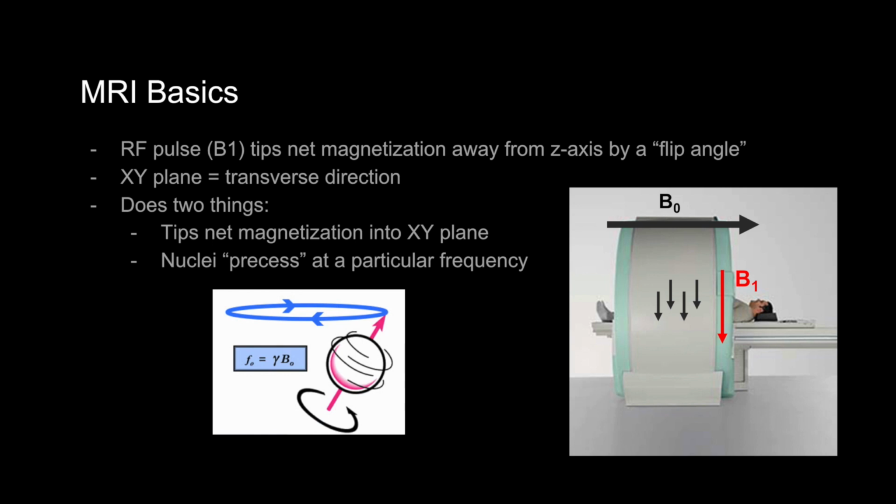If that's too much for now, just remember that the RF pulse does two things. It tips the magnetization into the xy plane from the z-axis and causes the protons to precess or wobble in sync at a particular frequency.